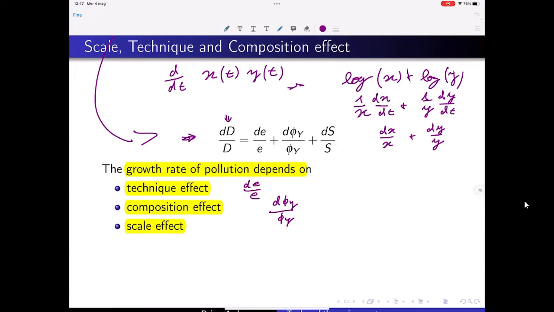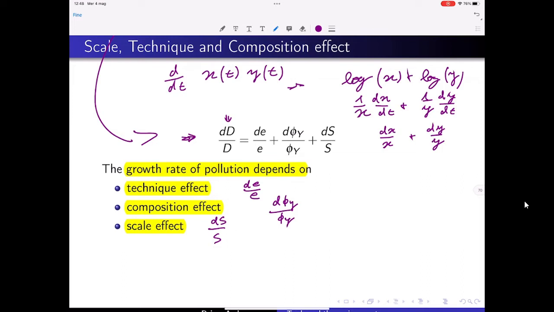Last but not least, you can have a scale effect, dS over S. The scale effect is simply a growth effect, in the sense that if the economy grows without changing its composition, so more output is produced keeping the proportion of the sectors constant, then clearly you have more pollution, simply because of growth. So theoretically you can have all these three effects.